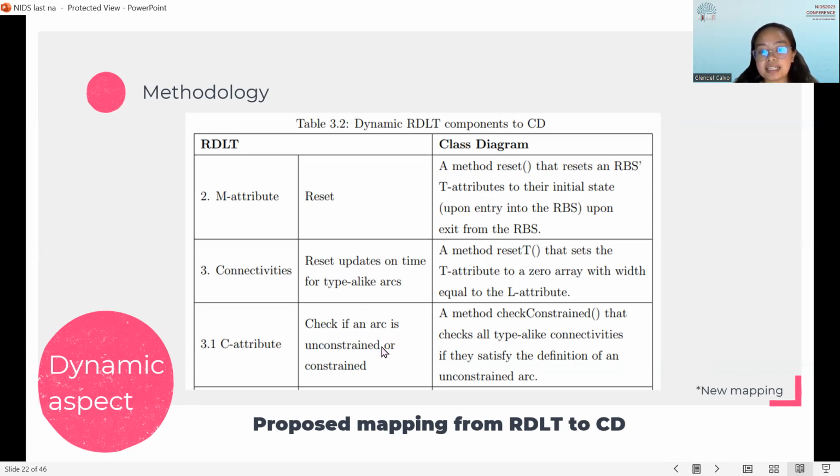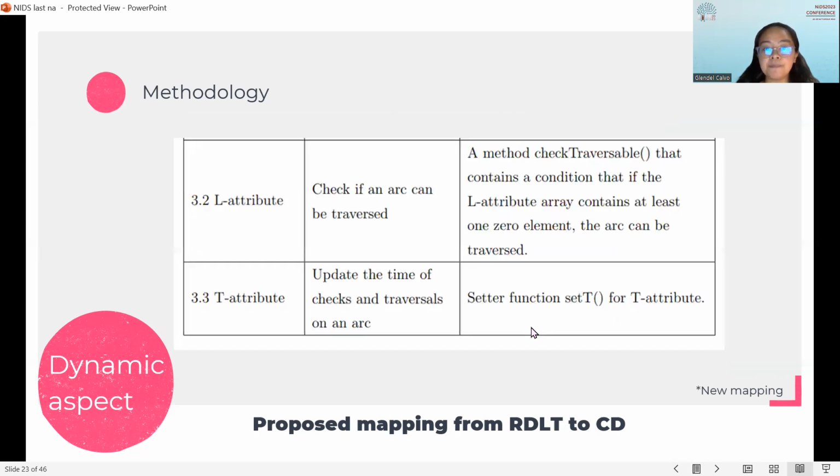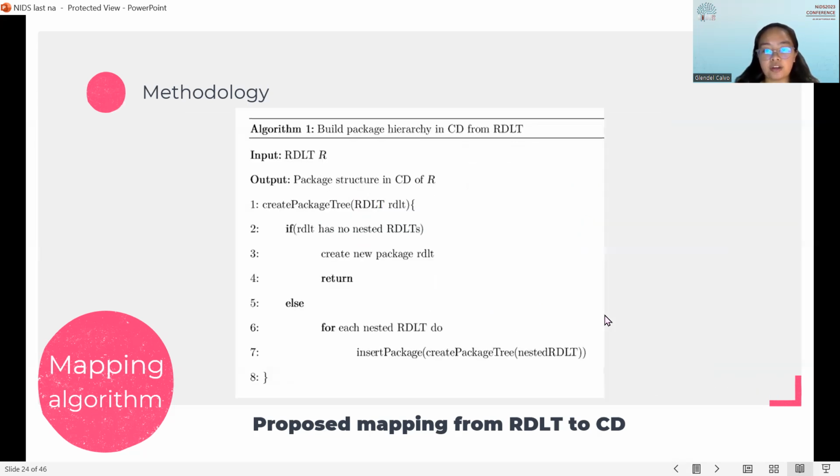To check if an arc is unconstrained or constrained is mapped to the method check constraint in CD. To check if an arc can be traversed, the method check traversable, and to update the time of checks and traversals on an arc is mapped to a setter function set before the attribute in class diagram.